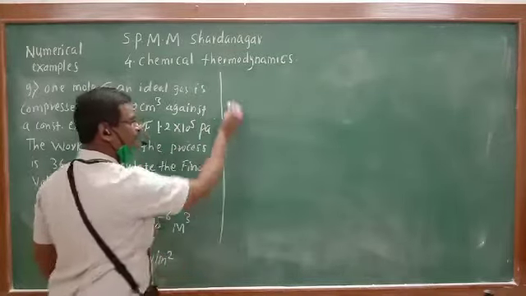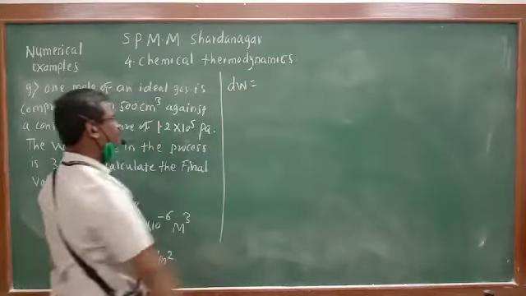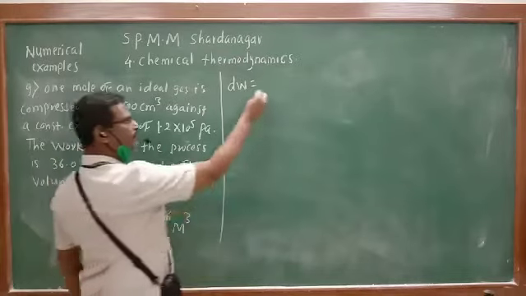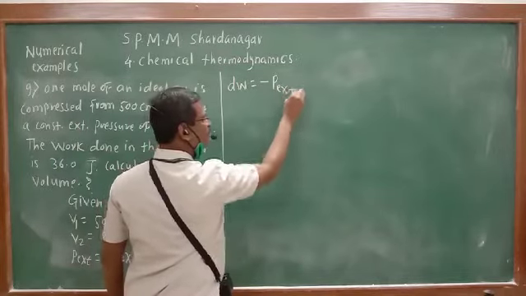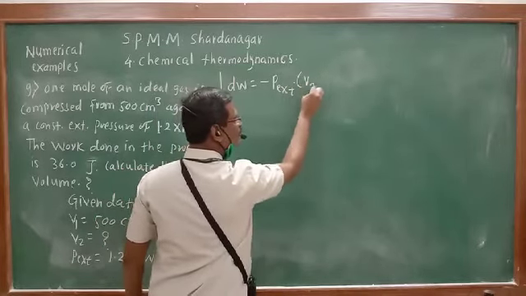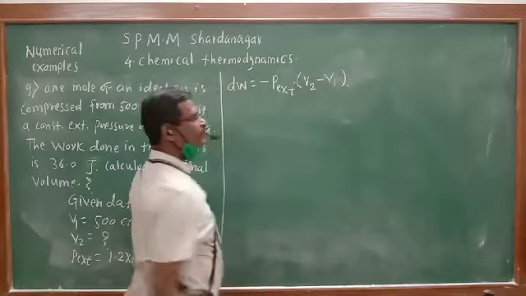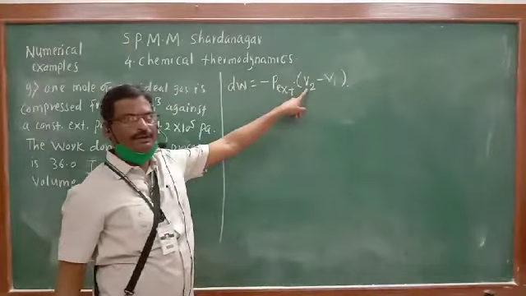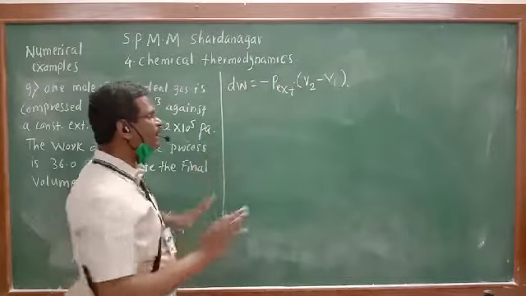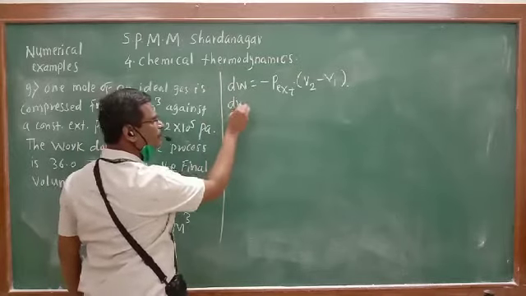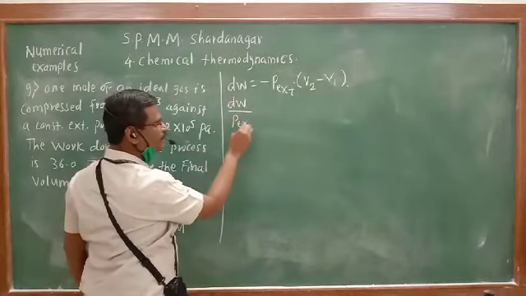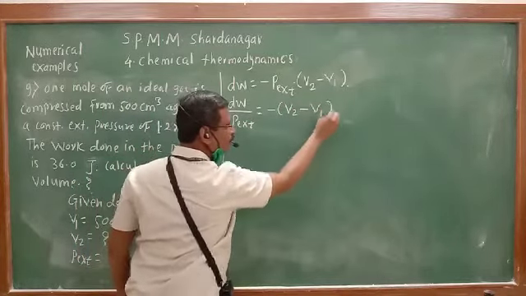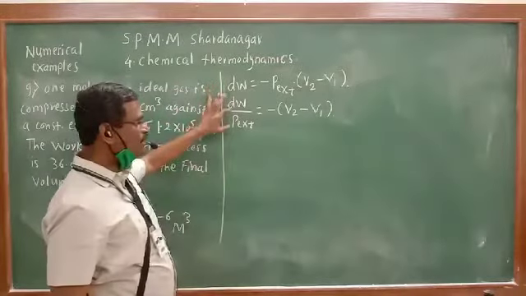Now let us see the solution. Here constant external pressure is given. The process is simply irreversible. Therefore dW will be equal to minus P external into delta V. Delta V means V2 minus V1. V1 is given and V2 we have to calculate. So how can we write this formula? We can simply also write dW divided by P external is equal to minus V2 minus V1. So let us solve this part.